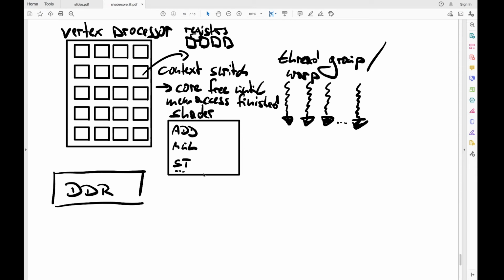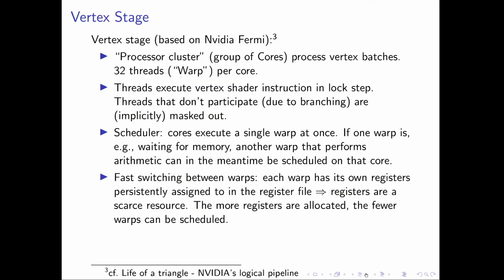As a matter of fact, what I just described is not only valid for vertex processing, as we are currently discussing the vertex stage of the graphics pipeline, but it is also true for fragment processing, because we have those unified shader architectures, and the same processors are also used for other types of shaders, like fragment shaders. So to summarize, based on NVIDIA architectures, there's what NVIDIA calls a processor cluster, which before I called a vertex processor. They're just groups of cores, and those groups of cores can process vertices in batches, usually using groups of threads called warps by NVIDIA.